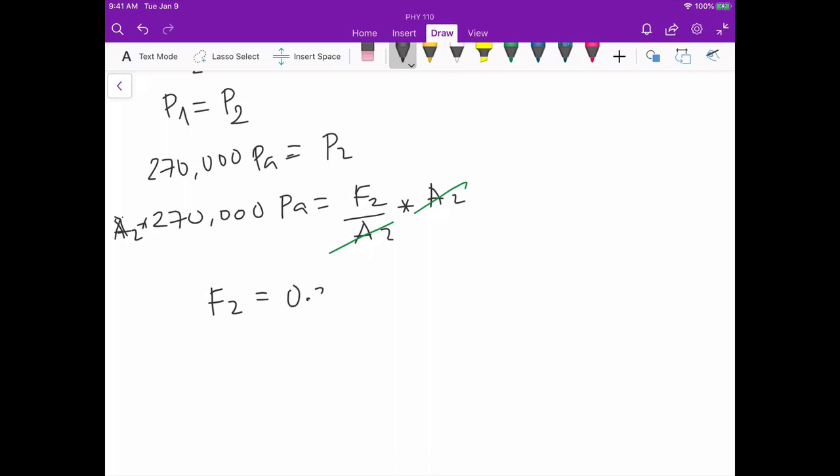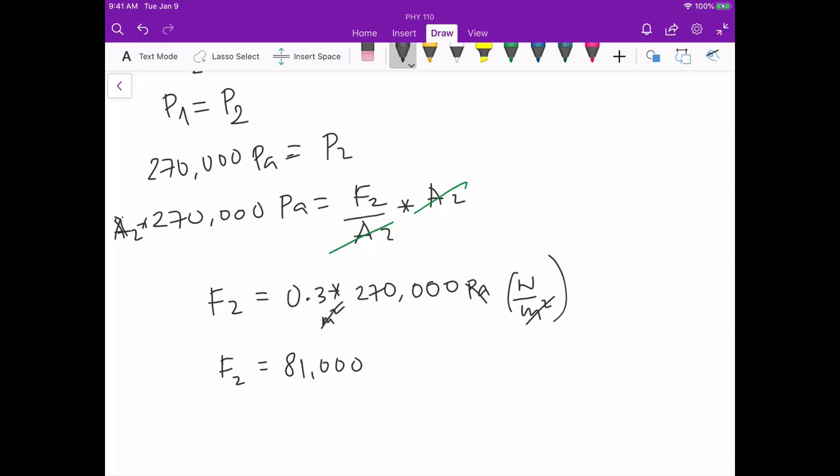But A2 is 0.3 meter squared, multiplied by 270,000 pascals. Pascal means Newton over meter squared, right? So the meter squared cancels out, and instead of pascal, you're using newton. So multiply that, then you can find the value of F2. And F2 is about 81,000 newtons. That's it. That's how you can find how this thing works.